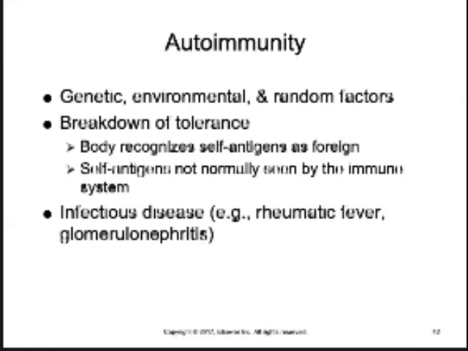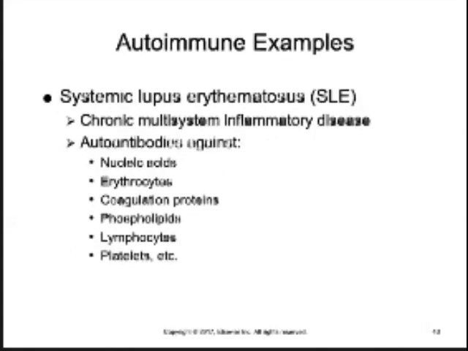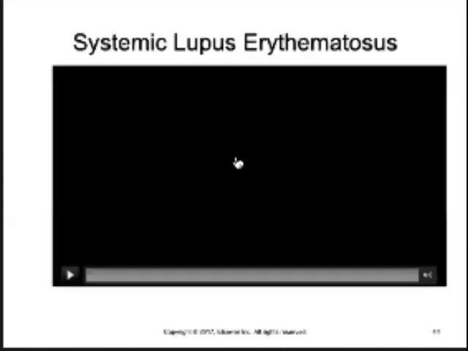For instance, rheumatic fever can lead to heart problems. Glomerulonephritis can be the result of an autoimmune attack on the kidneys. Graves' disease is an autoimmune attack on the thyroid, and type 1 diabetes is an autoimmune attack on the beta islets of the pancreas. One of the most glaring examples of autoimmunity is systemic lupus. It's a multi-system inflammatory disease where you generate autoantibodies against all of the stuff listed below, and it has system-wide effects. So let's take a listen to systemic lupus.